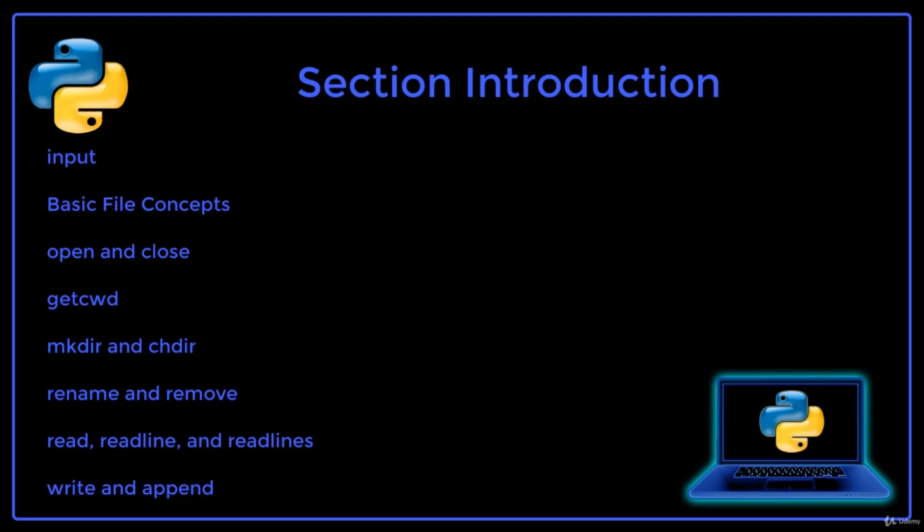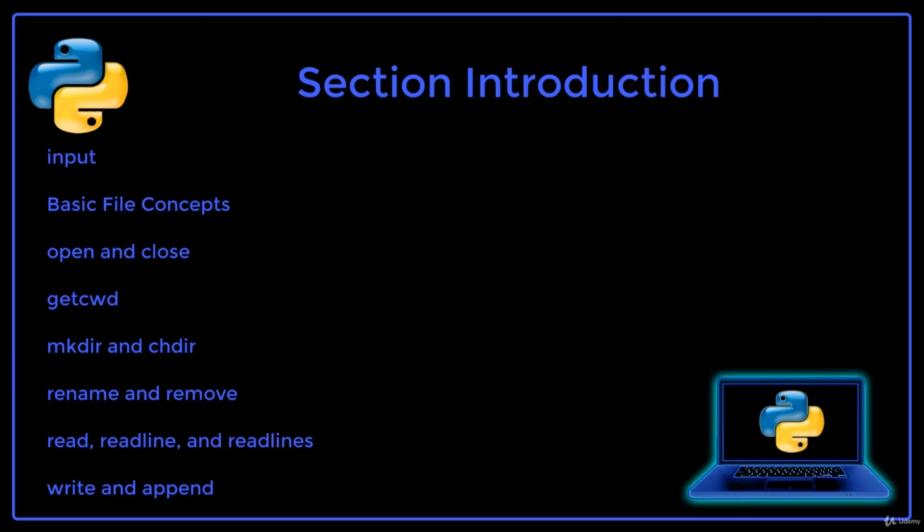After that, we will learn about using the open and close functions to open and close files using Python code. Then we will learn how to use Python's getcwd function to get the current working directory. Next, we will learn about the mkdir and chdir functions. mkdir allows us to create a directory or a folder using Python code. chdir allows us to change the current working directory using Python code.